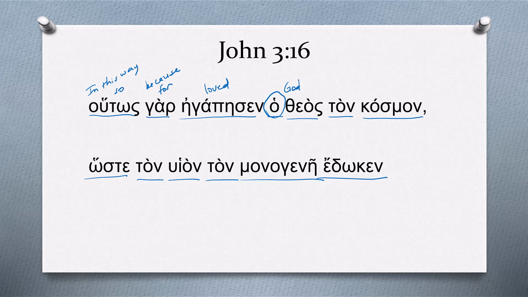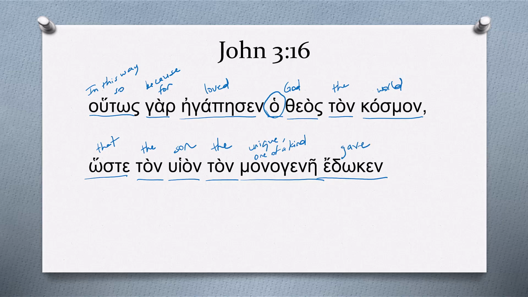Names in Greek will often have the article, but we do not use the article to translate names, and so the God in English ends up being God. Ton is an article that means the. Kosmon means world. Hoste means that. Ton again is the article which means the. Huion is the word that means son. See the article again. Monogene means unique or one of a kind. It's often been translated only begotten, but recent studies have shown that unique or one of a kind is probably a better translation. And edoken is a verb that means gave.